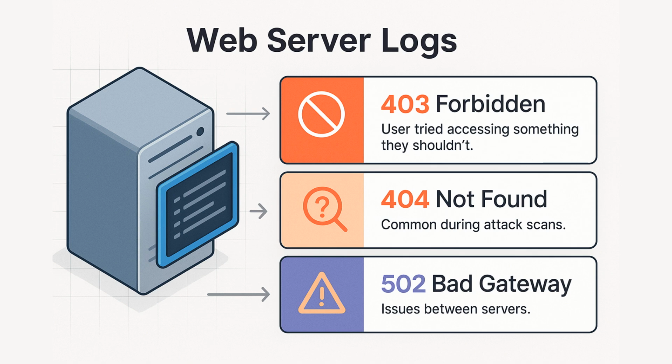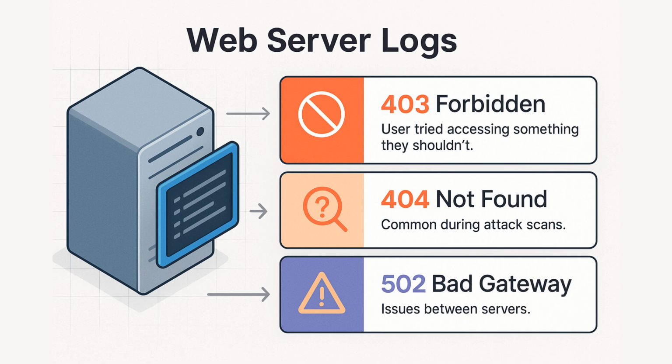All right, let's talk about web server logs. Web servers log errors and unusual requests. For example, 403 Forbidden means the user tried accessing something they shouldn't. 404 Not Found is common during attack scans. 502 Bad Gateway means there's an issue between servers. Logs also store headers and cookies, which can reveal attempted attacks like session hijacking or injections.